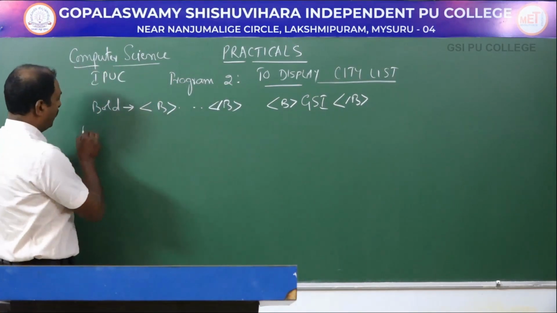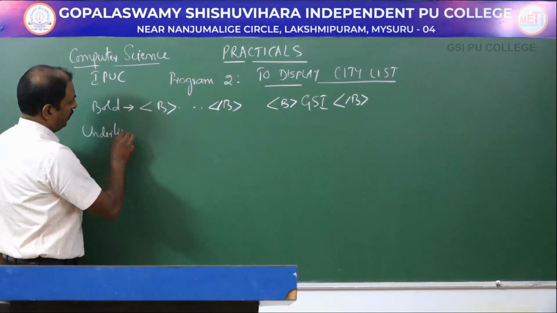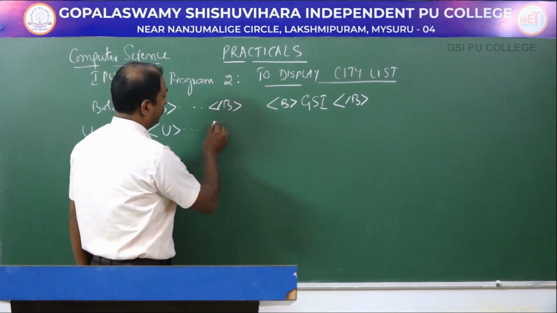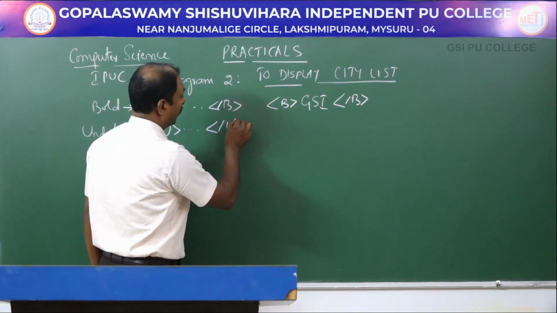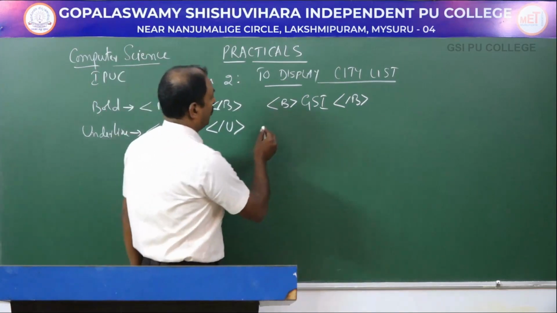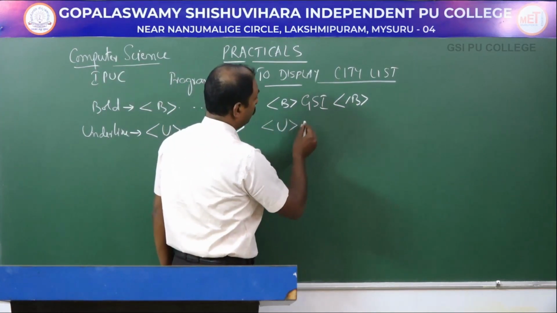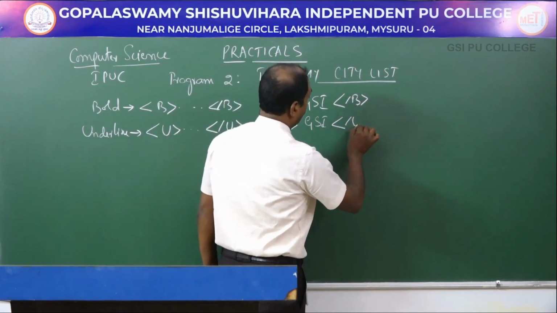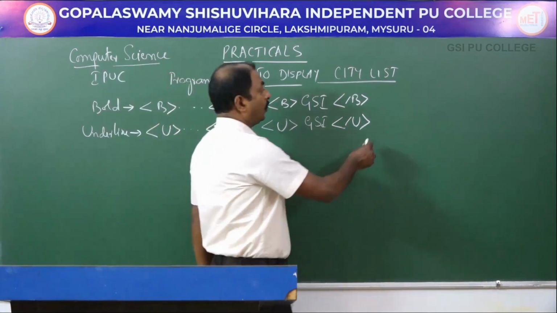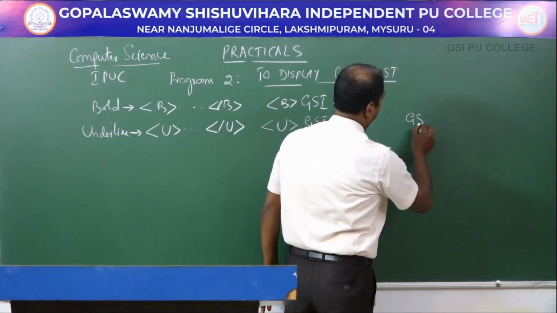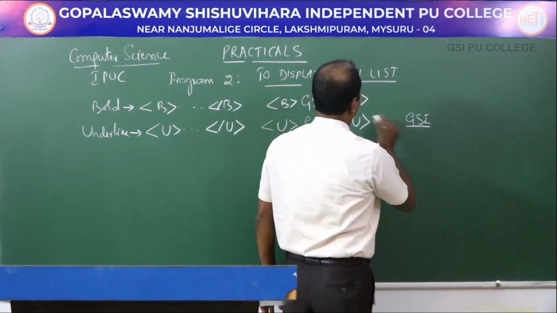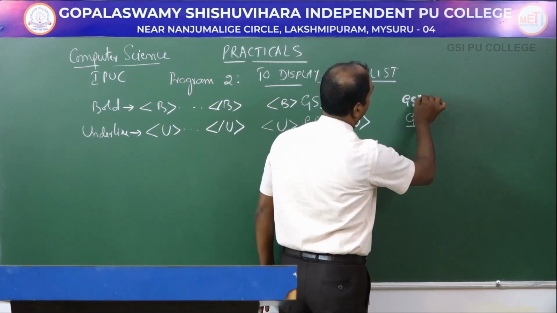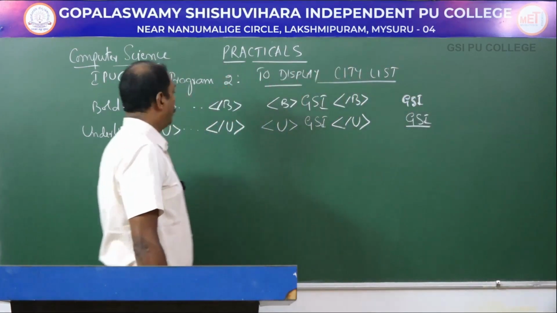Similarly, we have underline. To underline content, we have the U tag. This is U, and again it has to be closed. For example, if I write U GSI and close this with /U, the output will be GSI underlined. And for bold, the content GSI will appear bold in the web browser window.